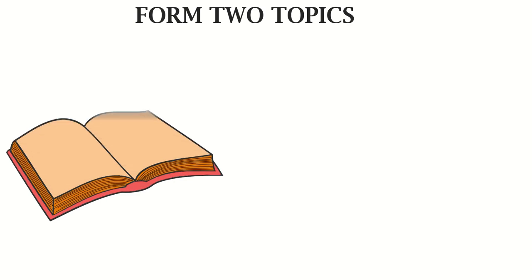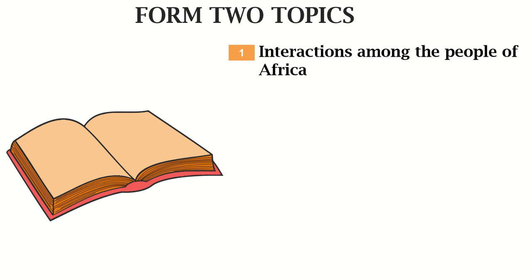After Form 1, you are going to Form 2. In Form 2, we have 4 topics. Topic number 1 is by the name interactions among people of Africa.